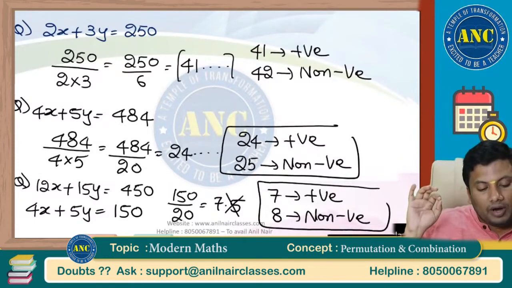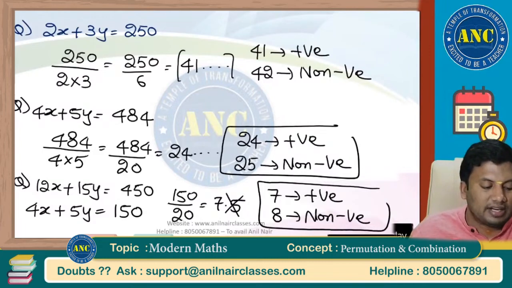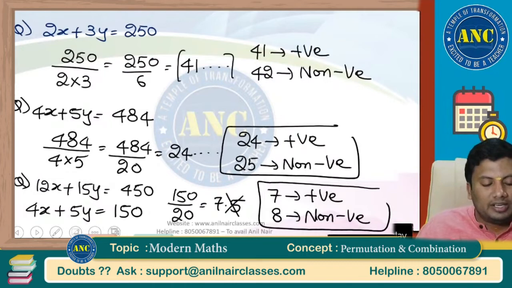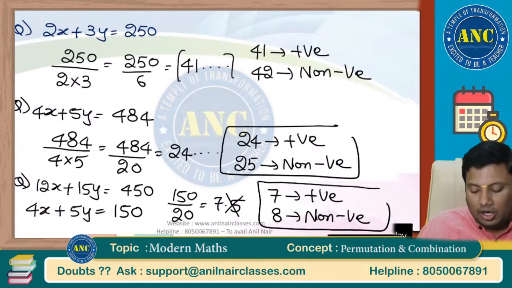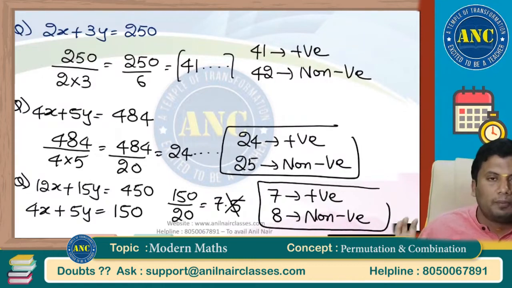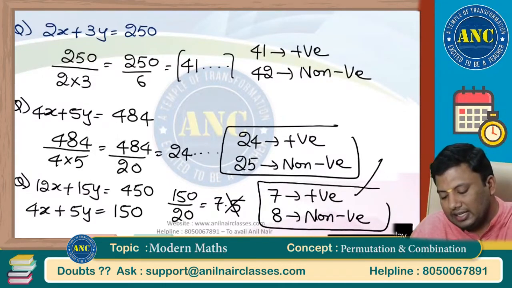And one of them is a factor of the right hand side. Non-negative means it includes 0. Positive means it does not include 0. Non-negative means other than negative: 0 and positive. Positive it is. That is what I discussed at the beginning of the class.